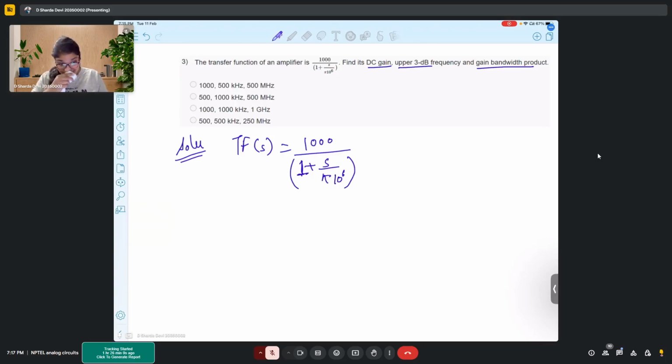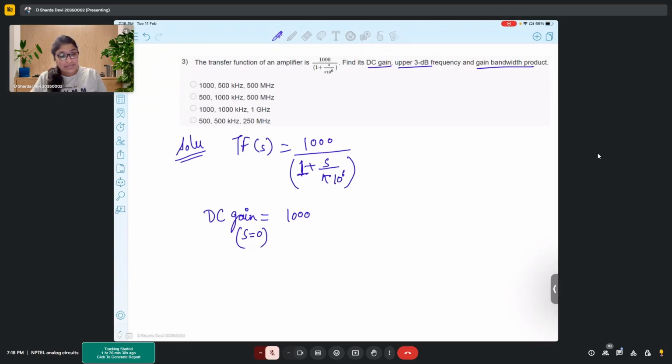So first of all, what is the DC gain here? For DC gain, what will you do? Put s equal to 0. So when you put s equal to 0, you'll directly get 1000. Correct?